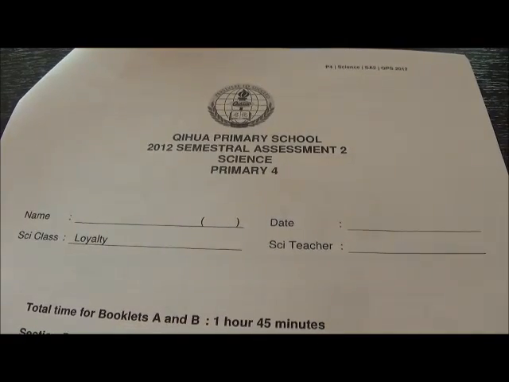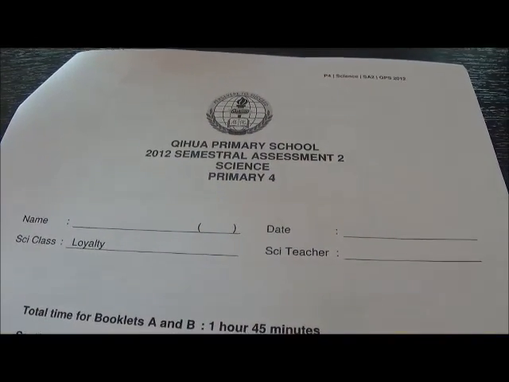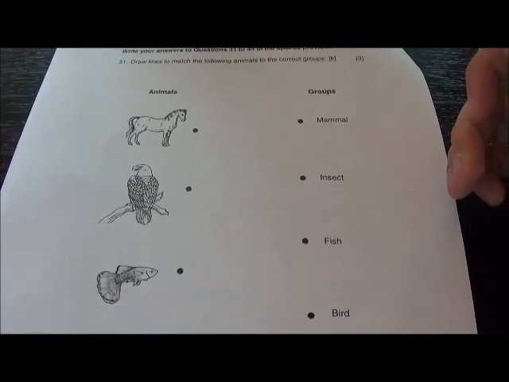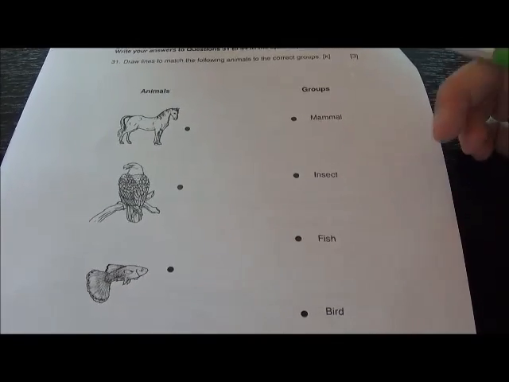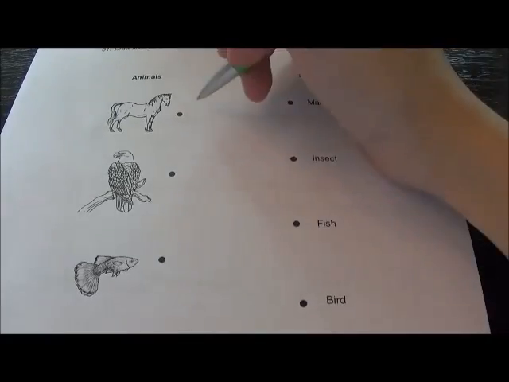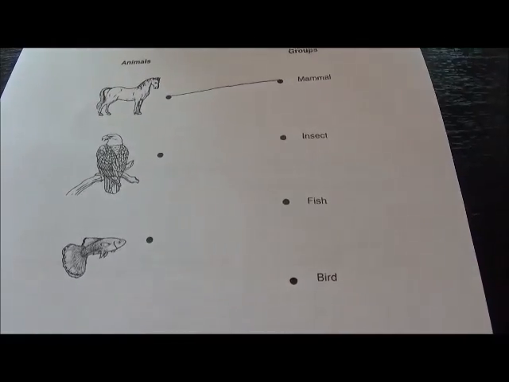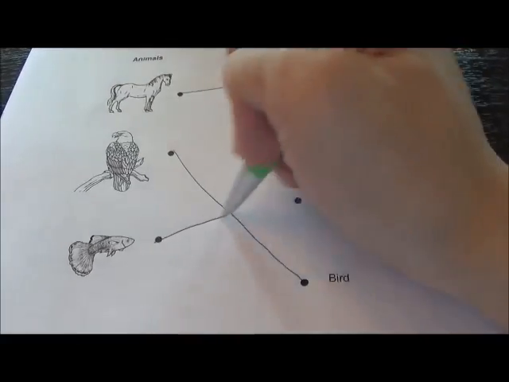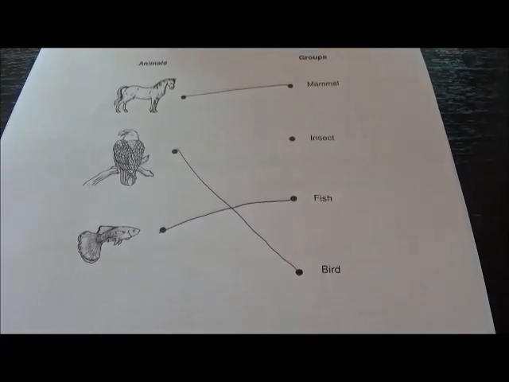Okay, now we shall move on to Qihua Primary Science Booklet B. Okay, question 1, you got to match them accordingly. So a horse is a mammal, eagle is a bird, while guppy is a fish? Okay, this is a very simple question.